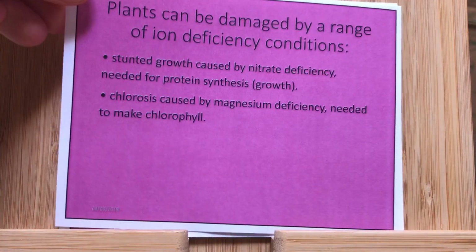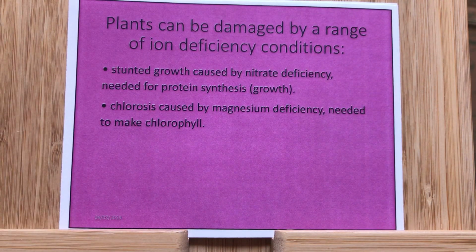The mineral deficiency conditions that can affect plants, there's only two that we need to know about, which is quite lucky. Stunted growth is caused by a lack of nitrate. Nitrate is used for protein synthesis, and so the stunted growth is because not enough proteins are being made, which are used for growth and repair of the plant.